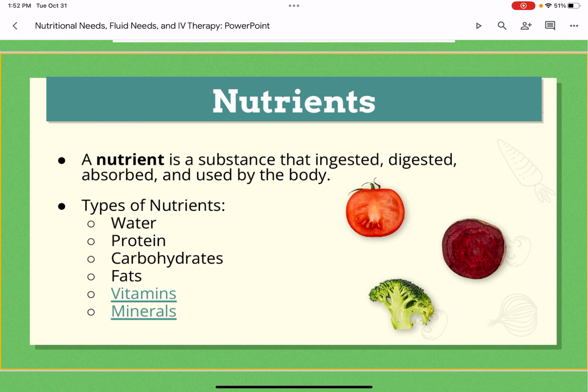A nutrient is a substance that is ingested, digested, absorbed, and used by the body. The types of nutrients are water, protein, carbohydrates, fats, vitamins, and minerals. Water is the most important nutrient and is needed for life functions. It can be ingested as liquid, but it is also part of food. It is 50 to 60% of body weight.